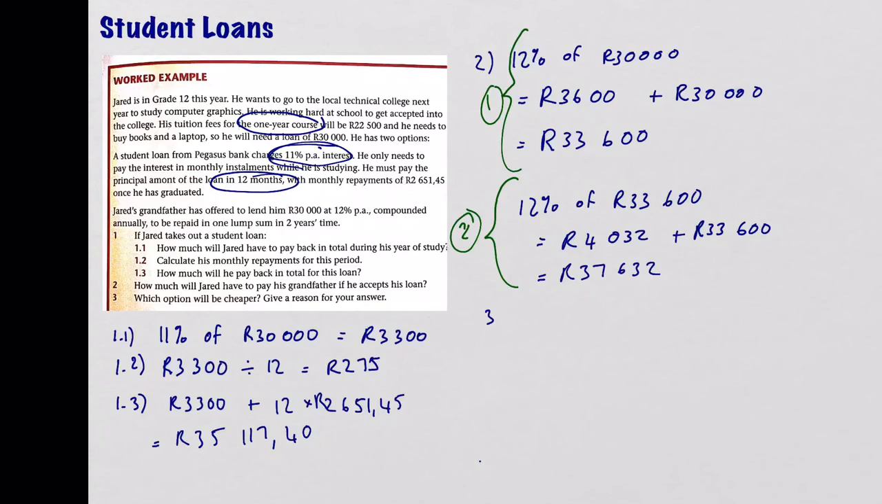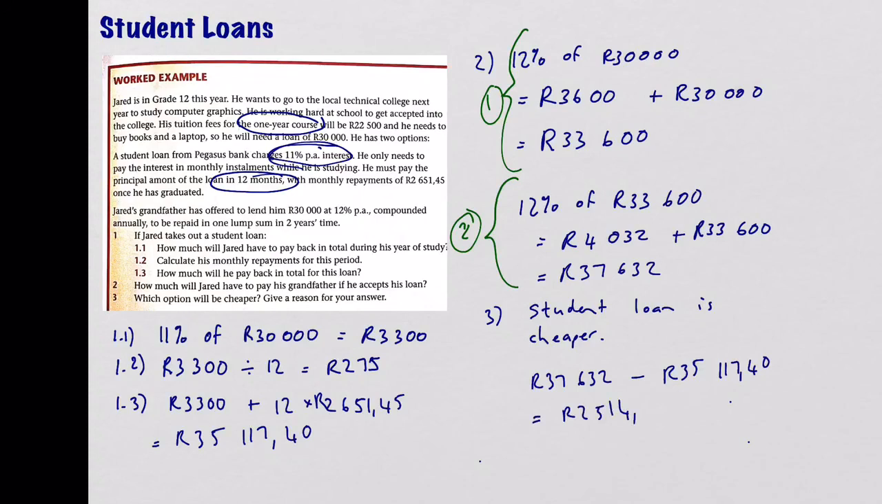Lastly, question 3. Which option will be cheaper? Give a reason for your answer. Obviously the student loan is cheaper. And remember, when they ask you a question like this, you need to give evidence, or you've got to give an argument for your point. So we would say that 37,632 Rand, which was his grandfather's total amount that he would have to pay back, minus the student loan, 35,117 Rand 40, gives a saving of 2,514 Rand 60 over the 2-year period.